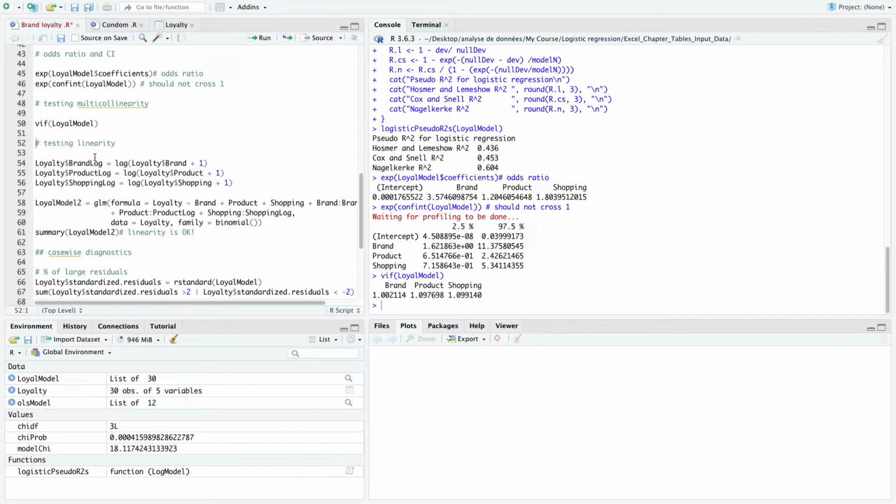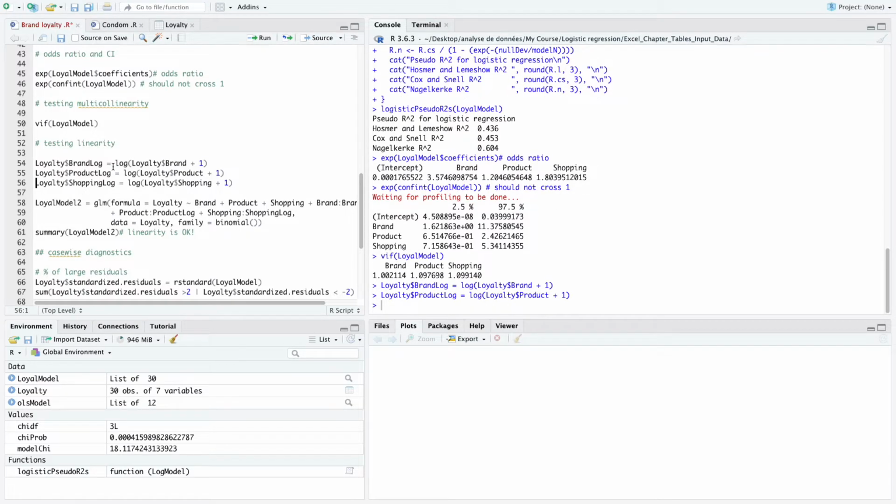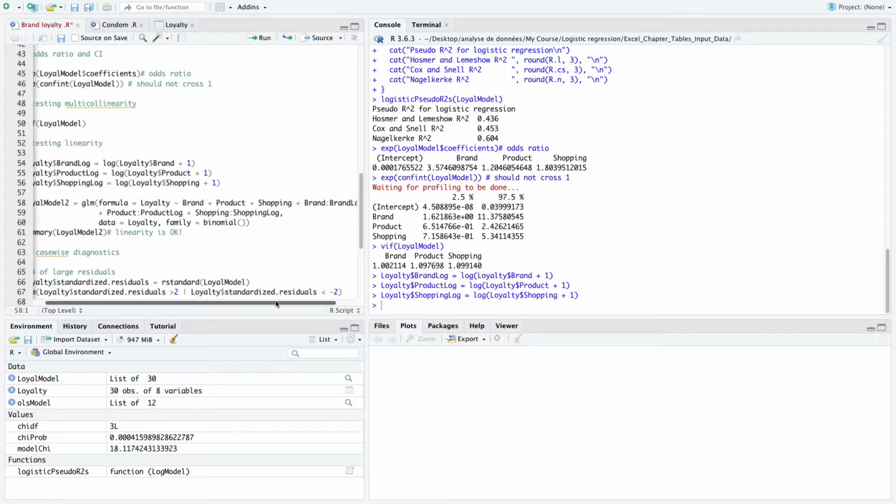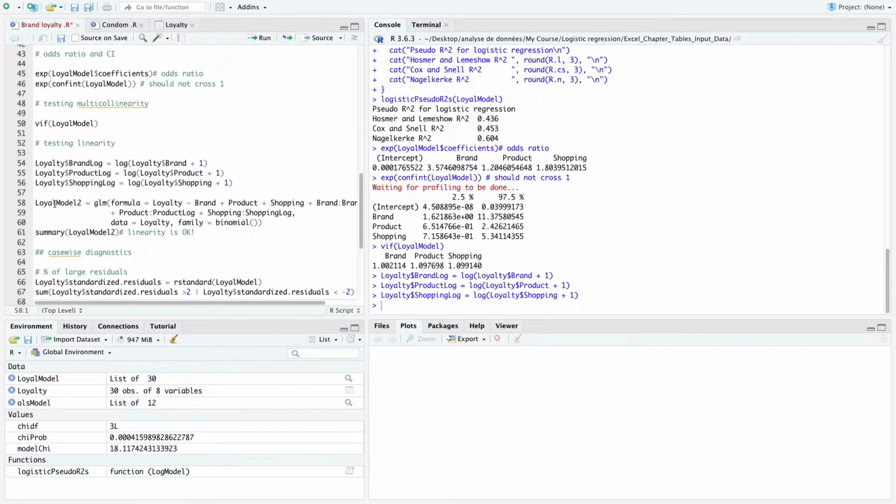We can move to testing the linearity. Now, this is something very important. What we do is just add logarithmic variables for the predictors. So we just calculate those, for example, for brand, for product, and for shopping, these are the three predictors we have in the model, and we will include them in another model. For example, I named this model loyal model 2, and add the interaction terms between each predictor and its logarithmic variable, and that's it.